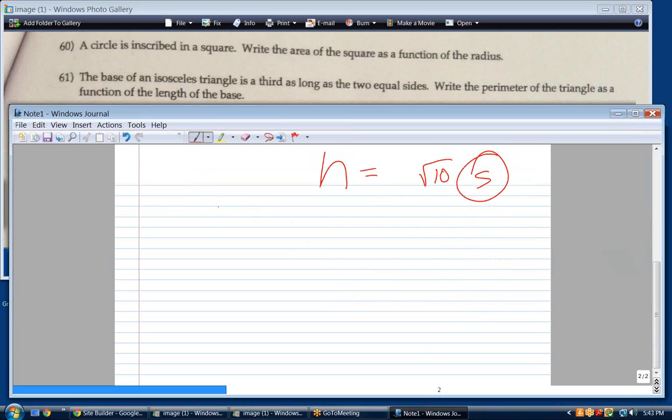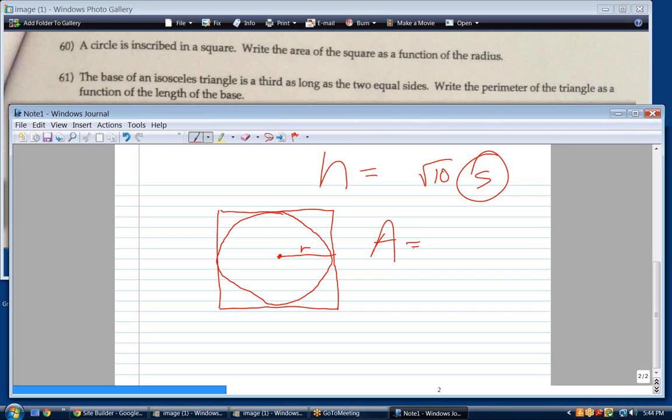The circle is inscribed in a square. You can have a square inscribed in a circle, but if a circle is inscribed in a square, this is what it means. Write the area of the square as a function of the radius of the circle. What's the area of the square going to be? What's the general formula for the area of a square?